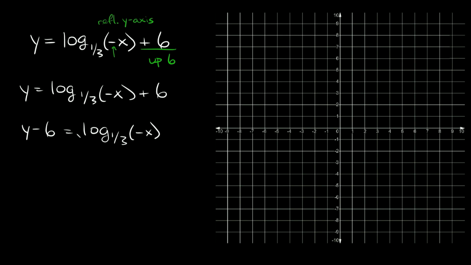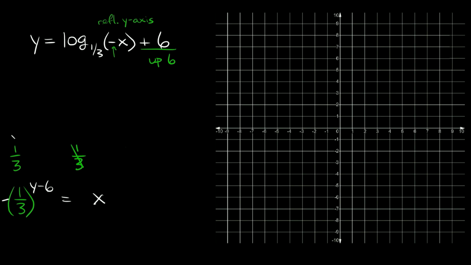Now in order to get rid of this log base 1/3, again we can raise this whole side. So we're going to say 1/3 raised to this whole side and 1/3 raised to this whole side. Then we're left with 1/3 raised to the y minus 6 is equal to, and again these cancel out, -x, right? Now lastly, we can get rid of this negative sign by either dividing by -1 or multiplying by -1, but in either case we're going to get -1/3 raised to the y minus 6 is equal to just x, all right? So that's our final function in exponential form.